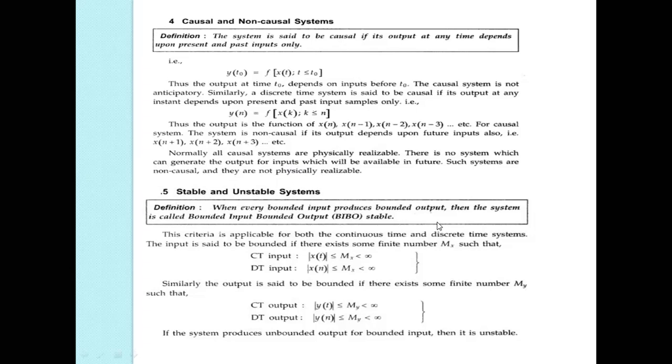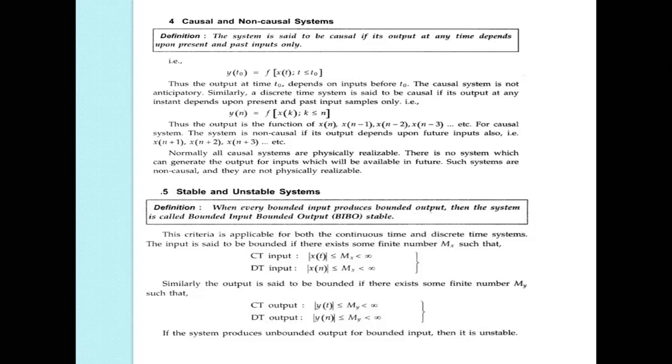Coming to the stable and unstable system: for every bounded input that produces a bounded output, the system is called BIBO, bounded input bounded output, a stable system. If the input is bounded by a finite number Mx and the output is also bounded by a finite number My, then we call it a stable system. If the input is bounded but the output is unbounded, nothing but infinite, we call it an unstable system.